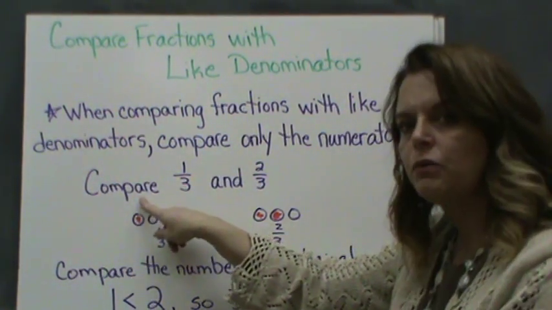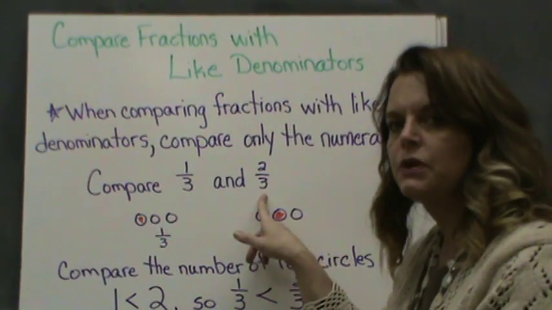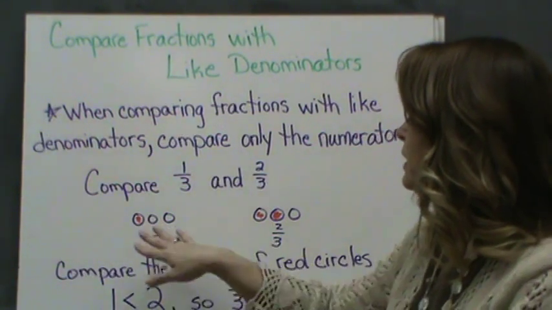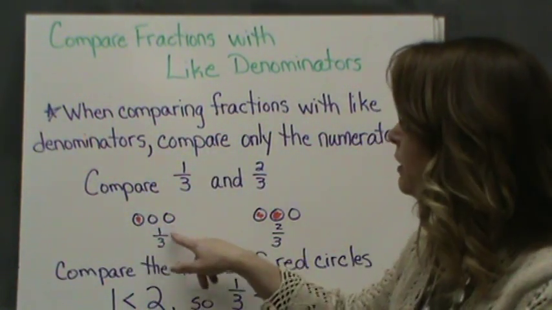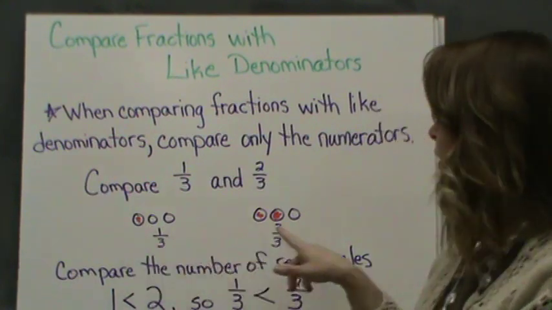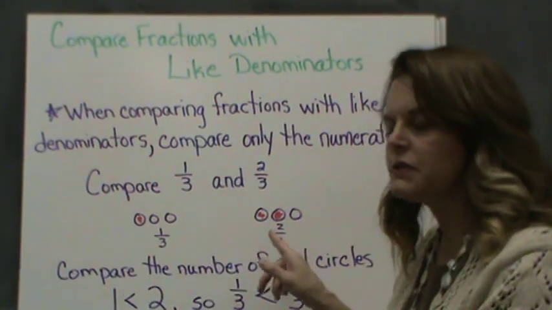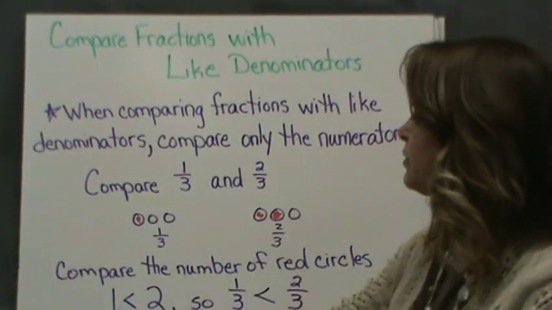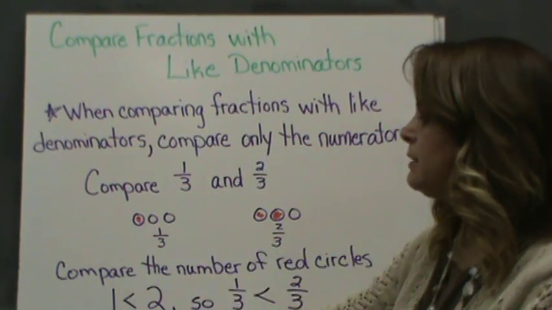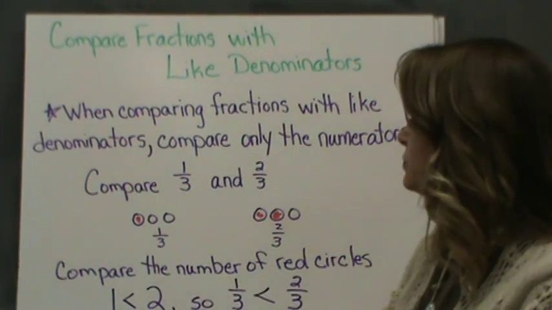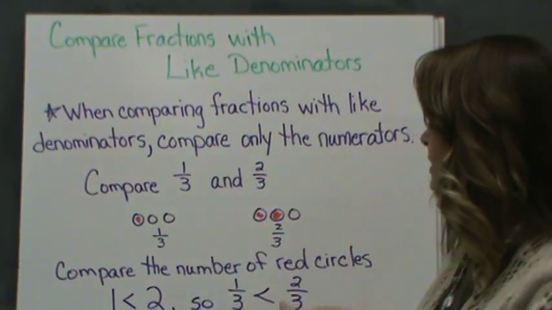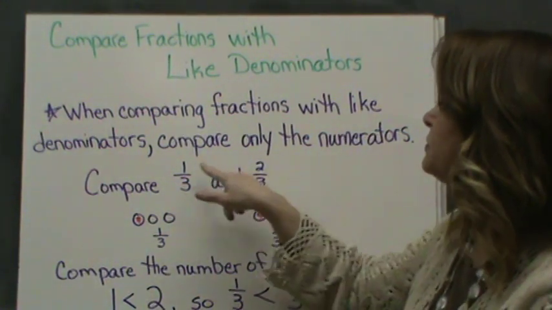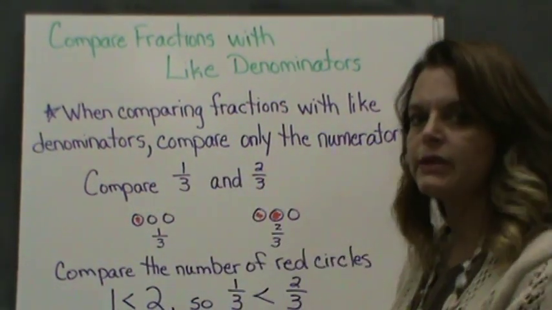If I'm going to compare 1/3 and 2/3, well, let's look down here. We know it takes 3 to make a whole, so I have 3 circles. Now look at the number of red circles. Here I've shaded in 1/3. Here I've shaded in 2/3. Well, that's easy to see that there are more here. So if I compare the number of red circles, I can see that 1 is less than 2. So 1/3 is less than 2/3. So all I have to do when my denominators are the same is just look at the numbers on top. I can see that 1 is less than 2.